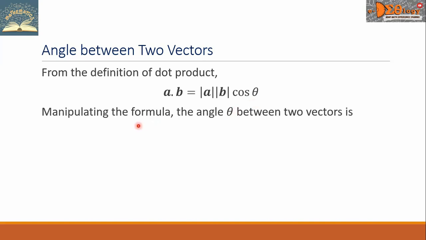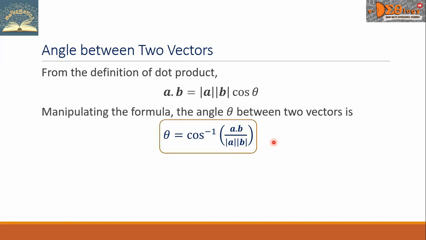Manipulating this formula, the angle theta between two vectors is theta equals inverse cosine of the fraction. The numerator is A dot B, all over the denominator, the product of length of A and length of B. This is our working formula.